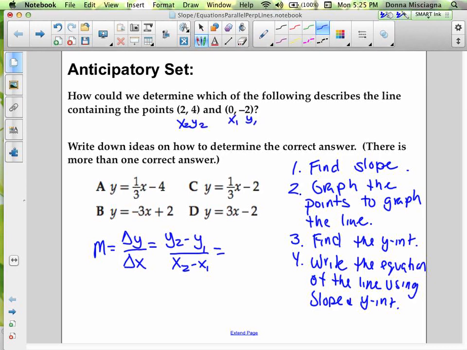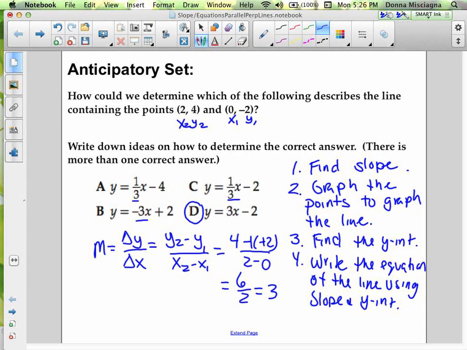Okay? So to find the slope, I would take the difference in those y-coordinates, 4 minus a negative 2, divided by 2 minus 0. And that would give me, those 2 negatives, that becomes a plus, right? So 6 divided by 2, because 2 minus 0 would just be 2. And that's 3. Well, there's only one equation here that has a slope of 3, and that's that one right there. The other ones have a slope of 1/3.